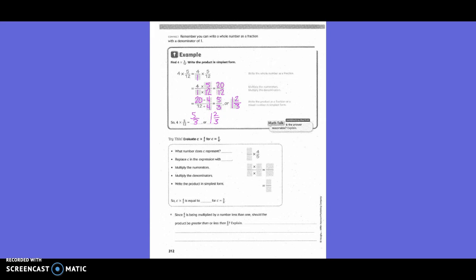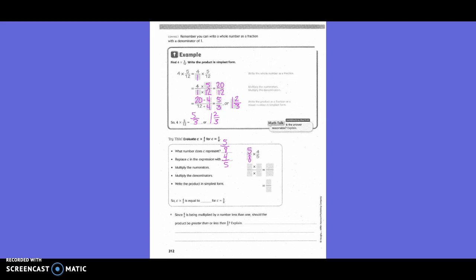Try this. Evaluate C times 4/5 for C equals 5/8. What number does C represent? What, guys, what's C? 5/8, right? Replace C in the expression with 5/8. Multiply the numerators. So we're going to put what here? 5/8, right? So 5/8 times 4/5.